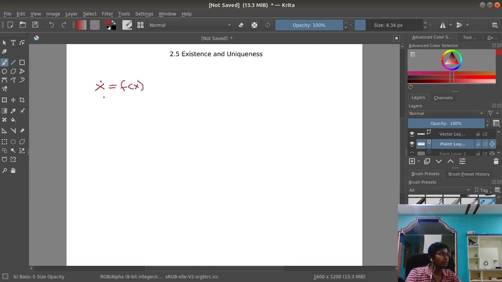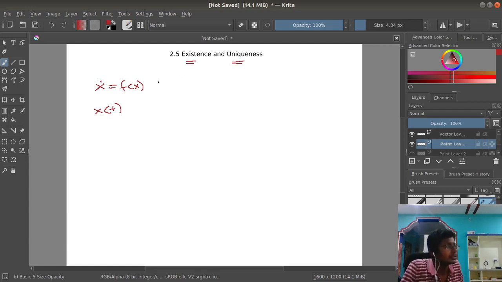Now the question is, for some f of x that has been given, whether a solution x of t exists in the first place. So that's the existence. And if it exists, then is that solution unique? Those are the two things we are going to discuss under this topic.